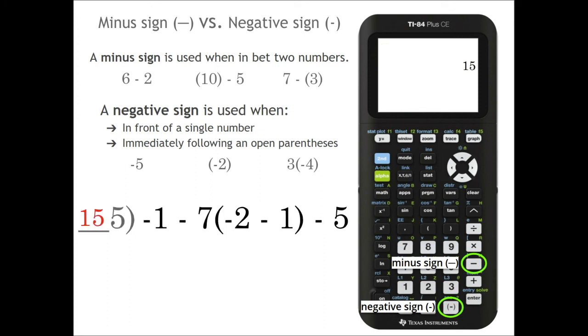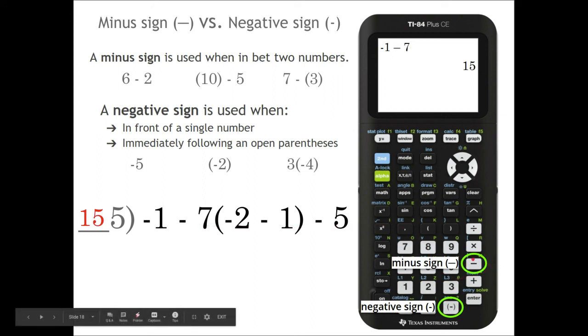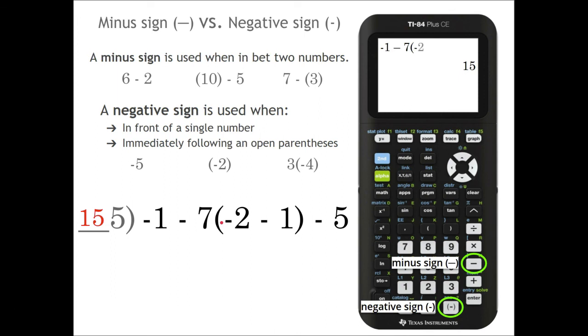Question E right now. The way you do it is you do negative, right? This is in front of a single number, meaning that it's in front of the entire operation, therefore it's negative. So you write negative, and then 1, this is in between 2 numbers, therefore it's a minus sign. You write minus, which is right here. 7, open parentheses, this dash follows an open parentheses, therefore it's -2, and then this is in between 2 numbers, therefore it's a minus 1, close parentheses, this dash is in between 2 numbers, minus 5, enter, and you get the answer is 15.